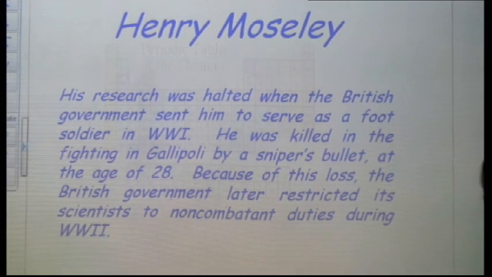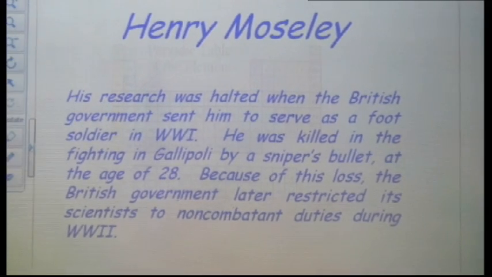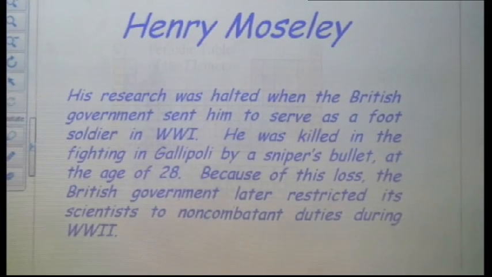Moseley was also very greatly doing his work. He arranged his things according to the X-ray spectra. Now this was like a newer angle. Whatever new things come up, you try to use the latest technology.